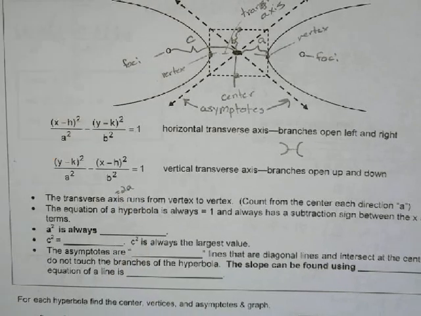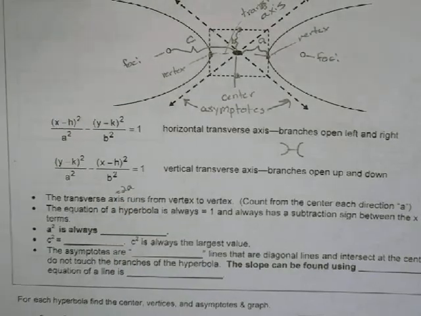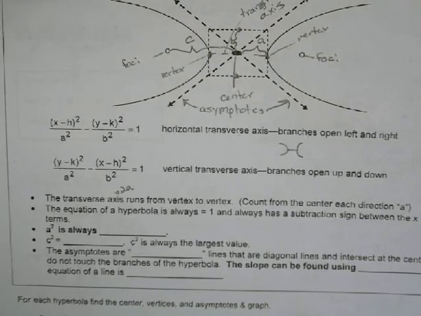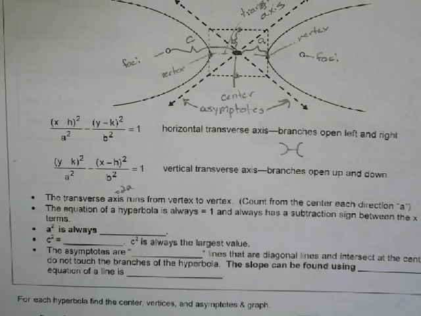So this is where the biggest difference between the ellipse and the hyperbola comes into play. With the ellipse, and if you don't remember, you can go back and watch the video, the most important part is which one has the largest denominator. To determine direction, you find the biggest denominator for the ellipse. To determine your vertices, you look at the biggest denominator. To find your A, you look at the biggest denominator.